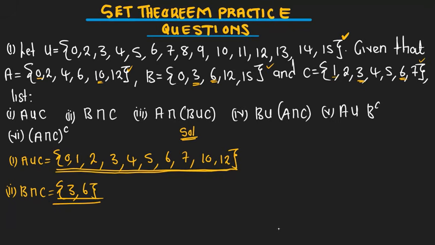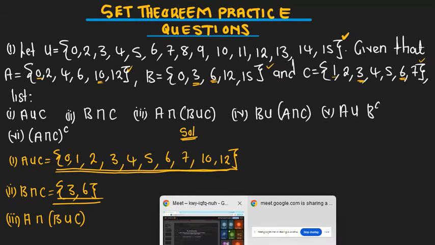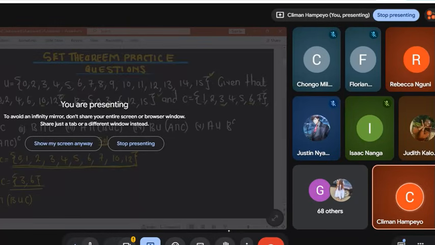Quite very simple to operate. We now shift to 3. They're saying A intersection B union C. A intersection B union C. How do you go about operating this particular type of set?